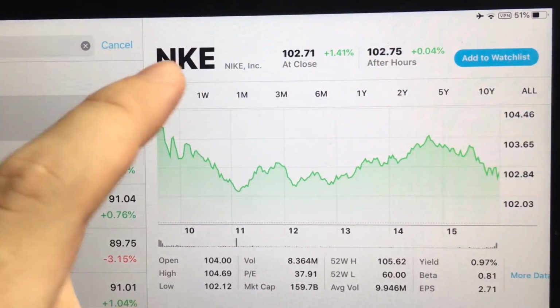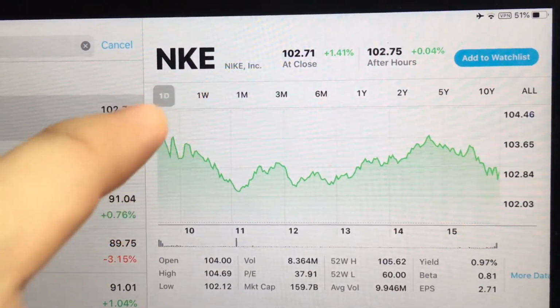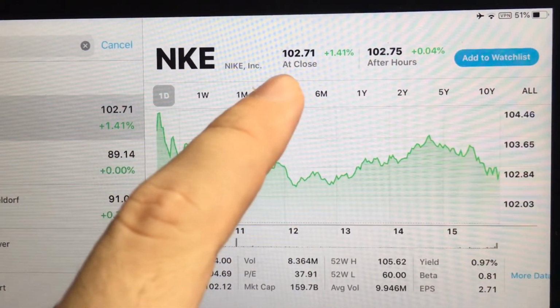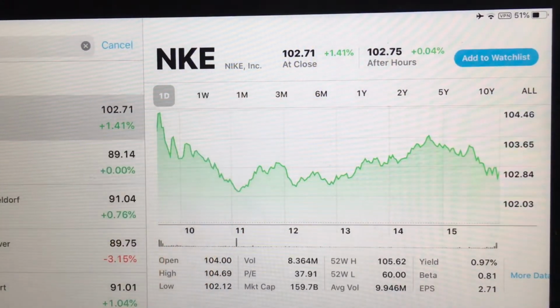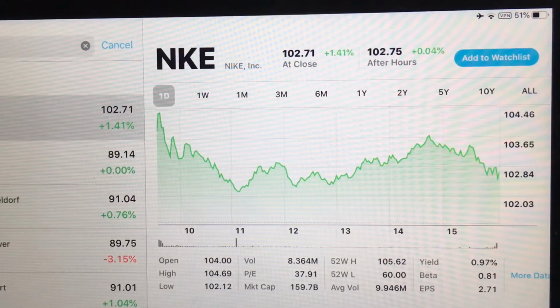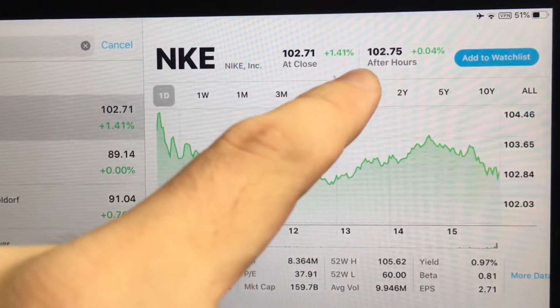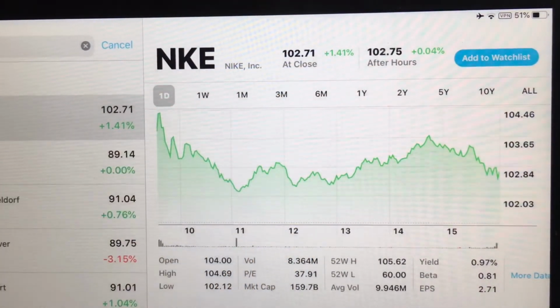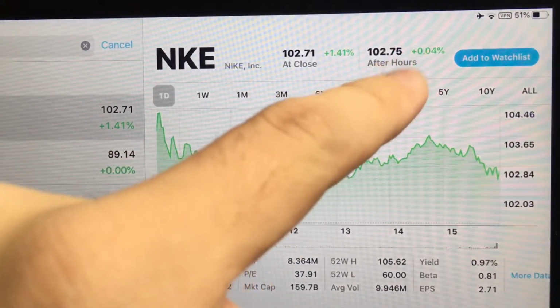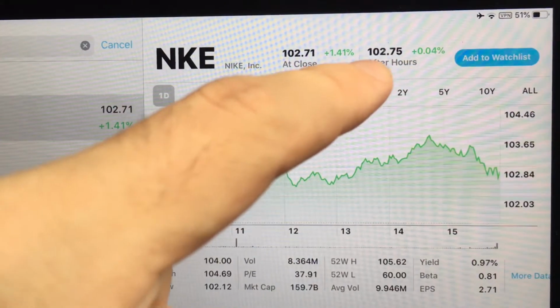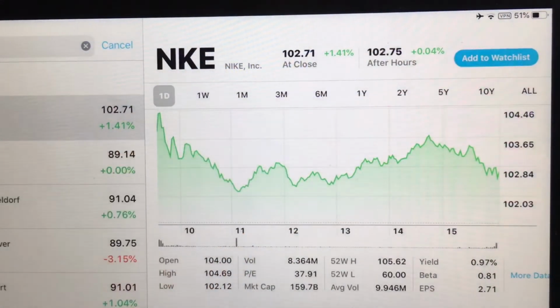So there we have again the ticker code up there, NKE. First of all, we've got the price at close. So this is the price when the market closed on Friday, which was 102.71. So it was up 1.41% on the previous day. We've also got after hours here, which relates to trading after the market is closed. So it's gone up a little bit to 102.75. So that means a share is $102.75.